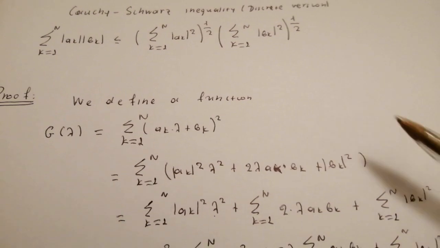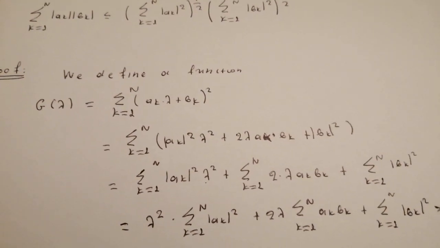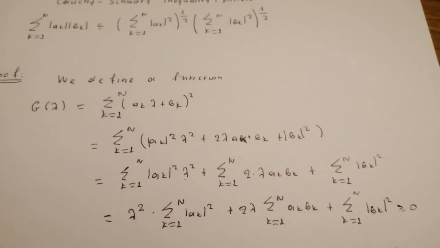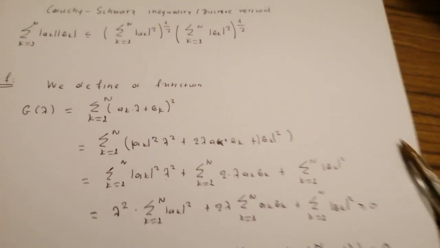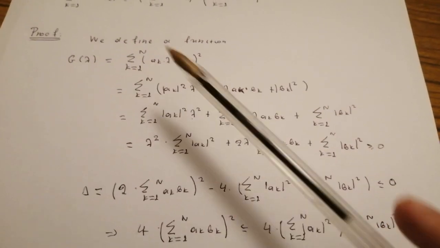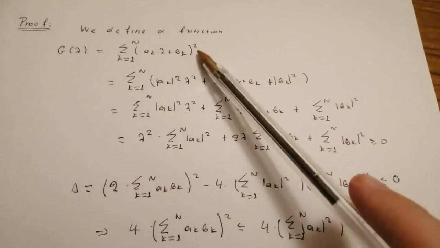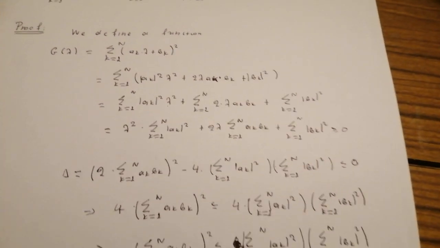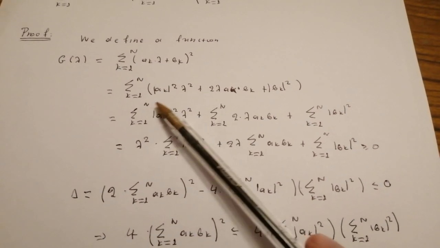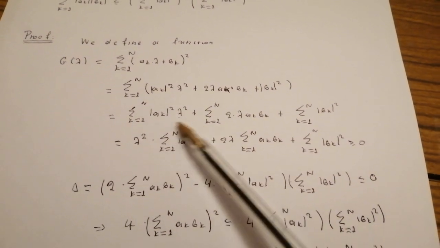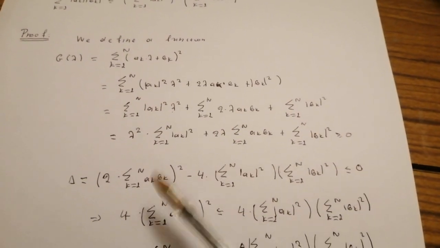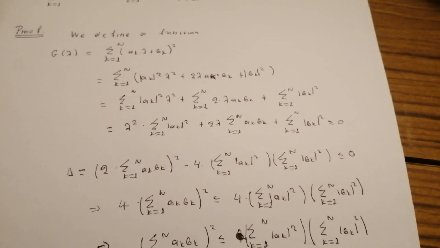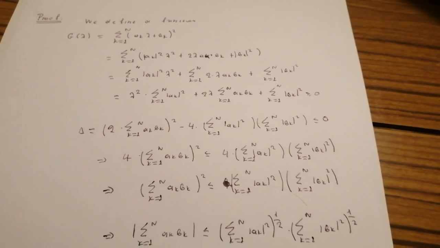The idea and the approach is similar to the approach that was used when we proved the integral form of the Cauchy Schwarz inequality, but here we have sums, and we don't have functions, we just have these coefficients alpha k and beta k. So we just define this function of lambda, g of lambda, which is the sum from 1 to n of (alpha k times lambda plus beta k) squared. This is a positive function. Now we expand this bracket and we can split the sum into various sums, and we conclude that this is just a polynomial function of degree 2, and the variable of this polynomial is lambda.